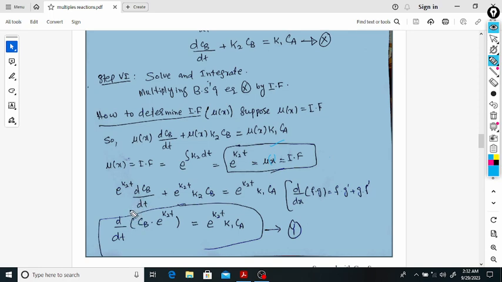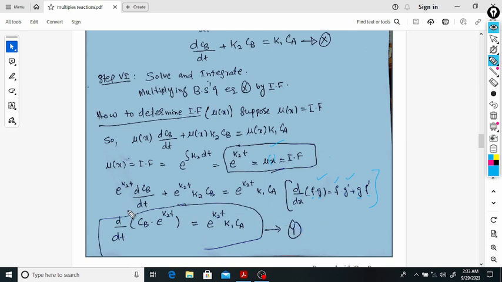And here you can see the product of two functions. The derivative of a product of two functions: suppose this is the first function and this is the second function, and if we take the derivative, it will be the first function times the derivative of the second function, plus the second function times the derivative of the first function.